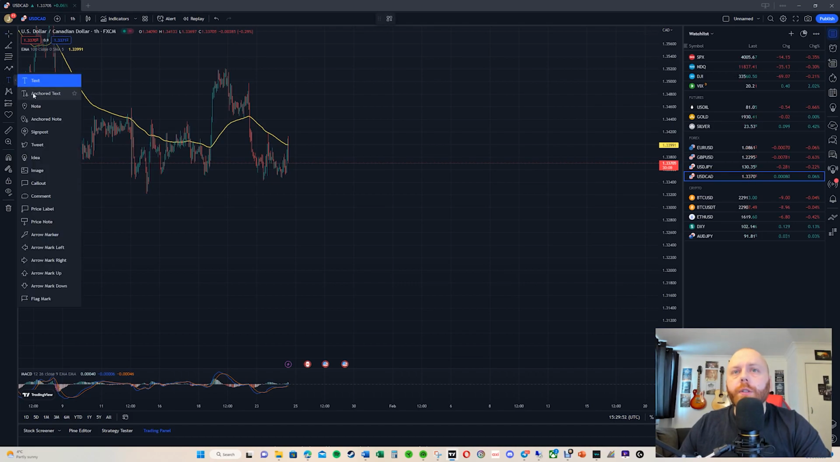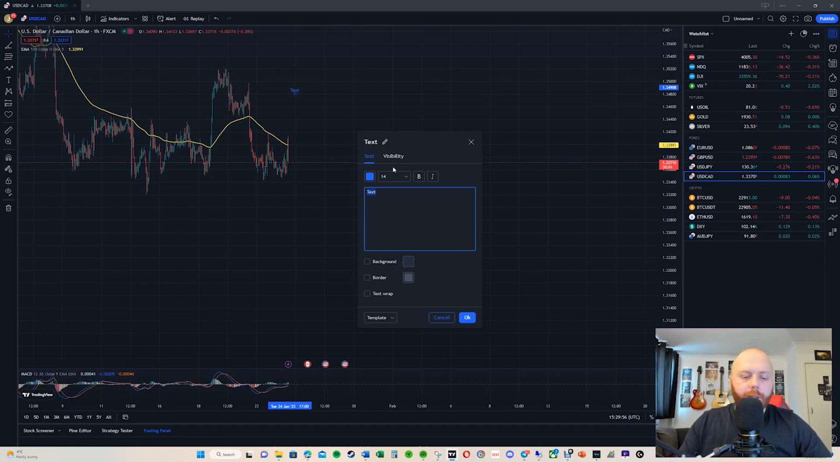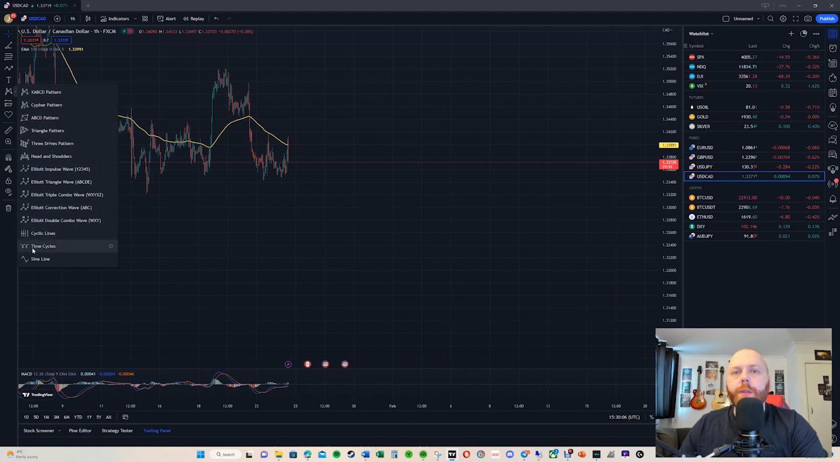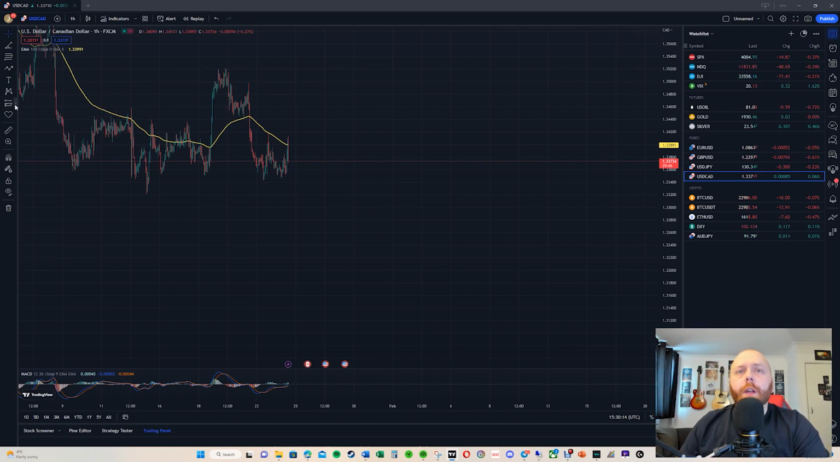The next section is just a text box. You can put speech bubbles in and things like that if you wanted to say buy at 0.01 lots or something. The next section, again, I don't use any of these tools. There are obviously reasons for having them in here, and I bet a lot of traders do use some of these patterns, but I don't use any of them.